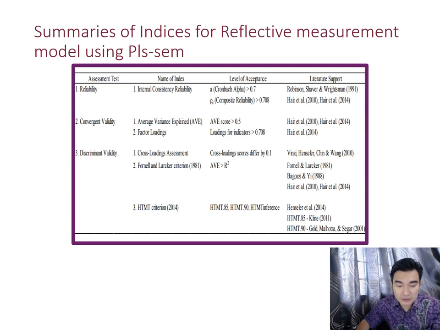And then the summary for the second analysis using PLS-SEM: the table for the measurement test, that assessment test, they are using reliability, convergent validity, and discriminant validity. This is the level of acceptance, that the value must be more than 0.7. This is the cut line to know whether the item is reliable or valid. So when doing PLS-SEM, we do two types of analysis, the structural model and the measurement model.